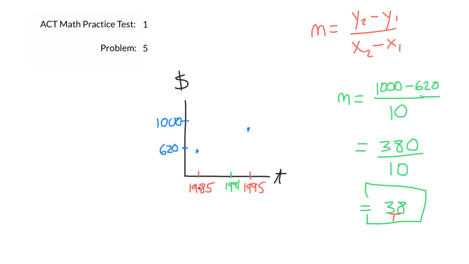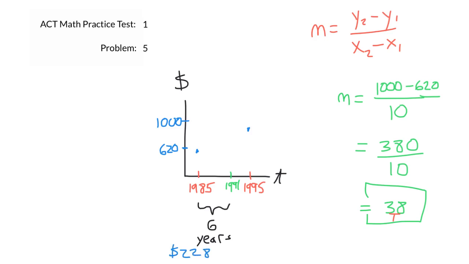How many years from 1985 is 1991? Well, that is a difference of 6 years. 6 years. And for every 1 year over, it went up $38. So how much did the cost increase in 6 years? Well, clearly that is going to be $38 per year times 6 years. And $38 times 6 is $228.